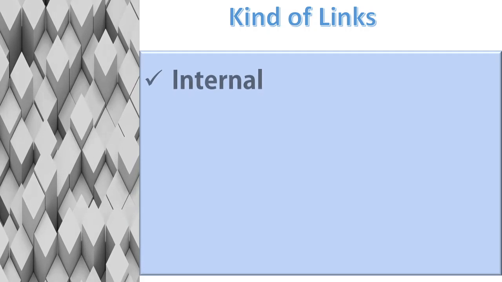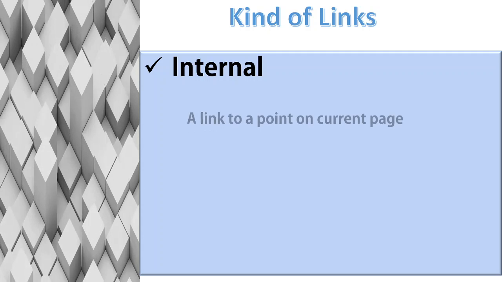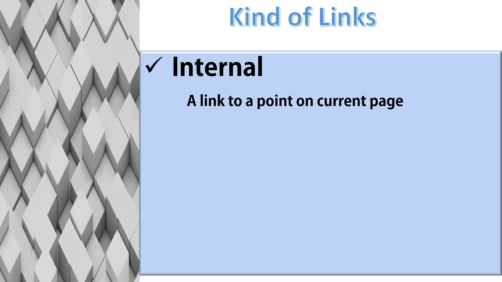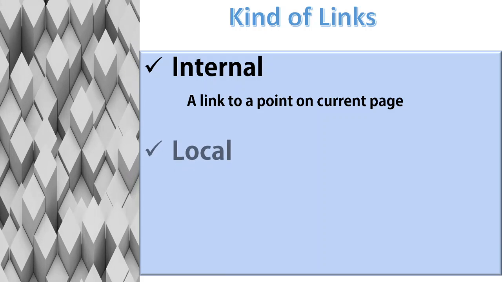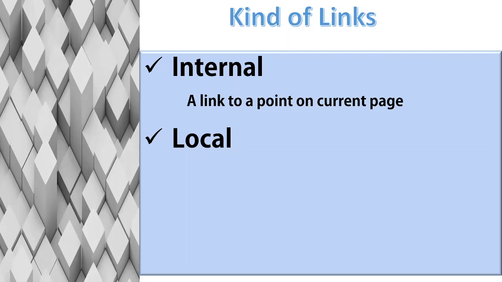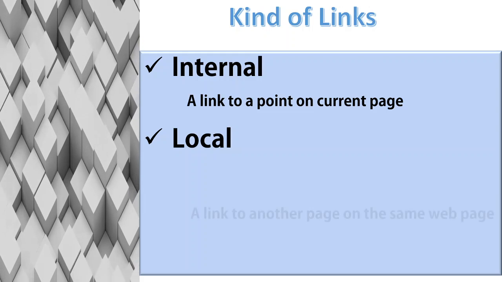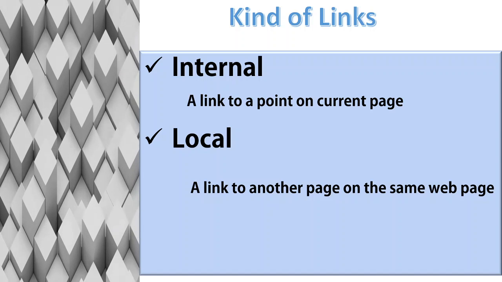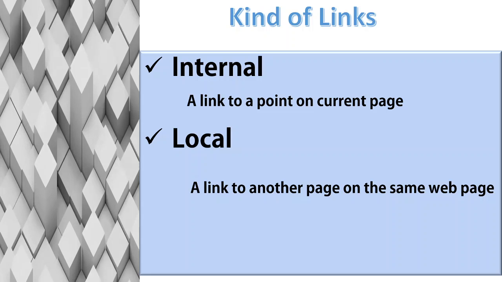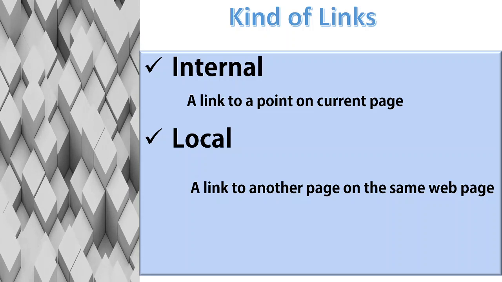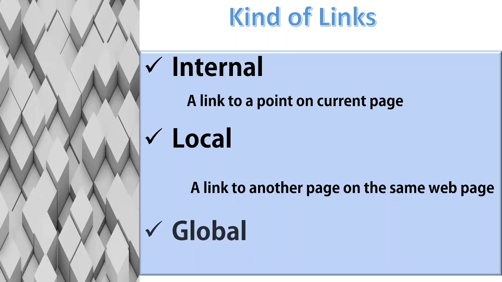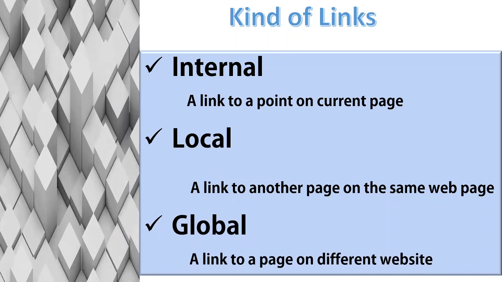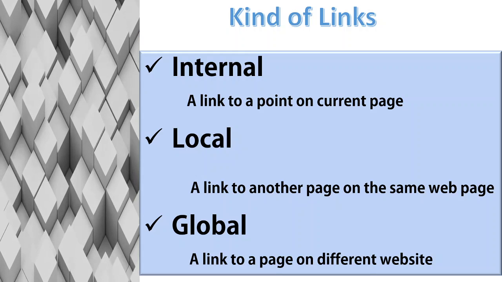Internal links are the links where you are connecting the link with the current page only. And then the local link is the link where you are linking the text, images, words, phrases to another page on the same web page or the website. Then the global link is a link where you are connecting to a page on a different website.